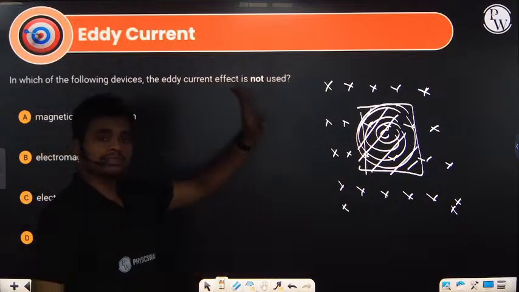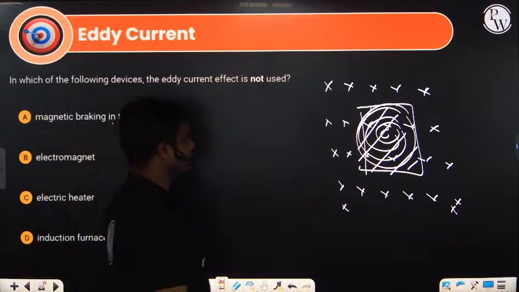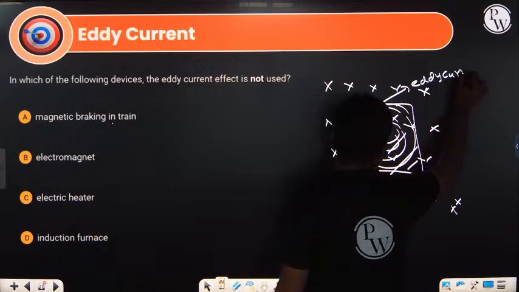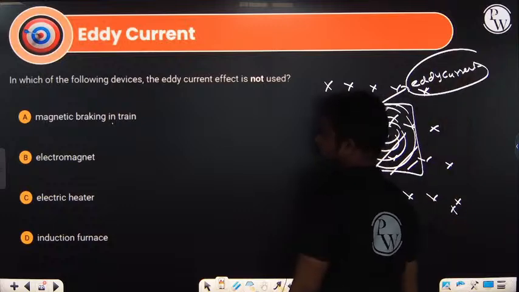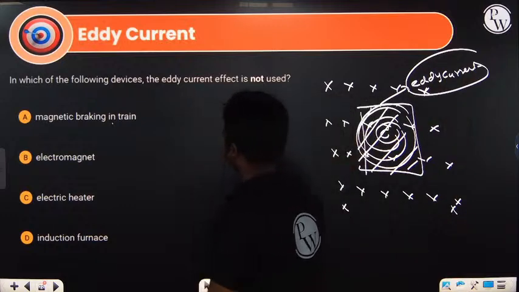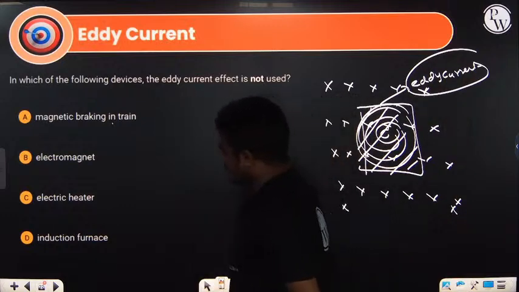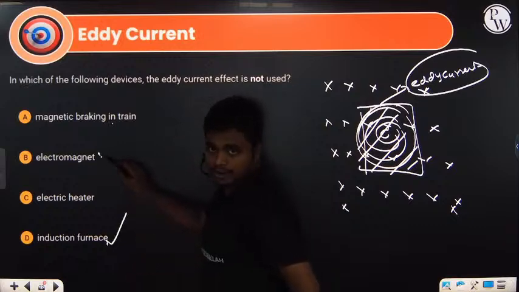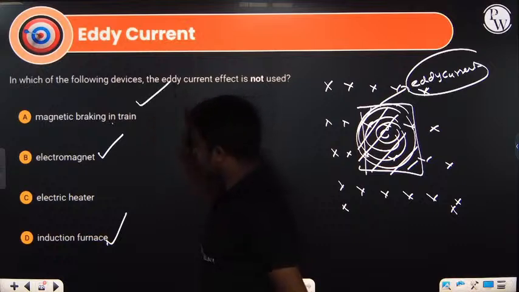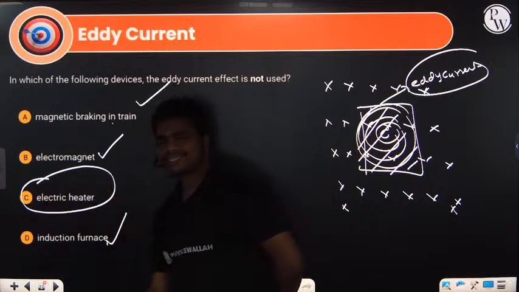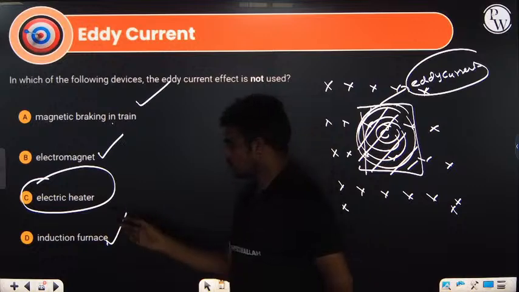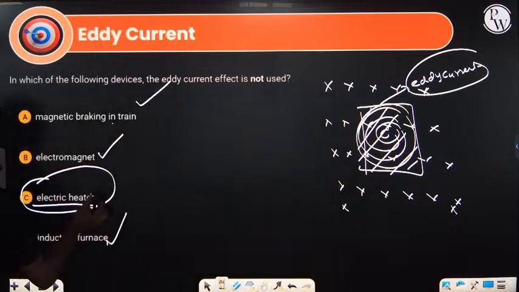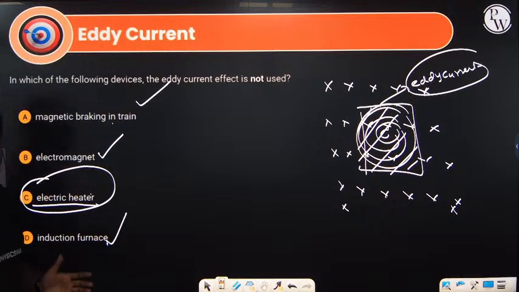This is what we define as eddy current, also called circular current or whirlpool current, generated because of the change in magnetic flux. We use it in the induction furnace, in the electromagnet, and in electromagnetic braking of trains. We don't use it in an electric heater because that is a purely resistive circuit, where heat is produced directly by current passing through the resistor.